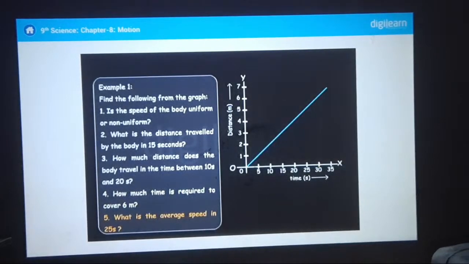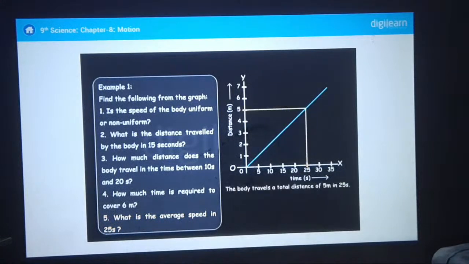What is the average speed in 25 seconds? From the graph, body travels a total distance of 5 meter in 25 seconds. Therefore, average speed is equal to distance travelled divided by time. That equals 5 divided by 25. Therefore, average speed is 0.2 meters per second.